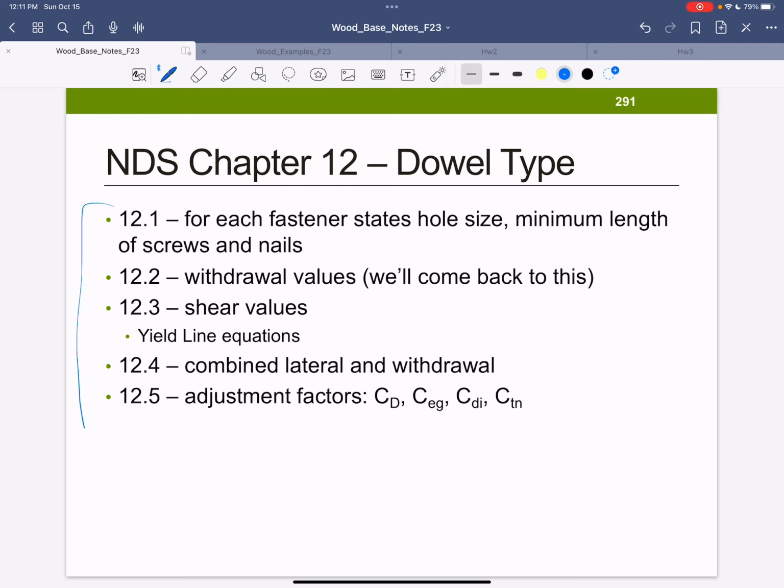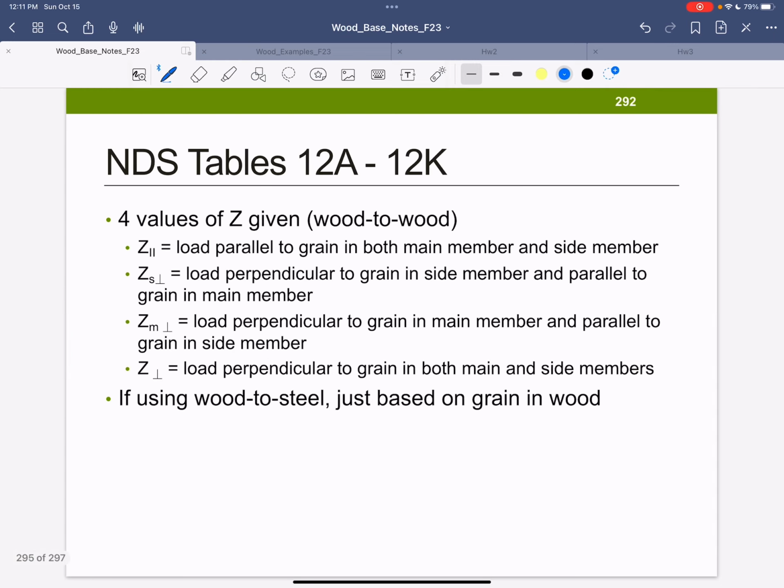In chapter 12, this goes through the dowel type and these yield line equations. I mentioned these tables before, A through K. They give you wood to wood dowel shear connections: parallel, perpendicular, and then side member, main member. If you're using a wood to steel connection, it's based on the grain and the wood.